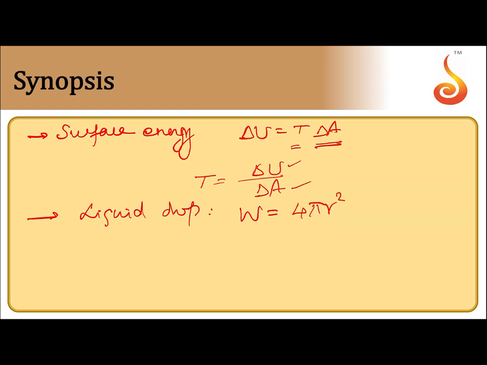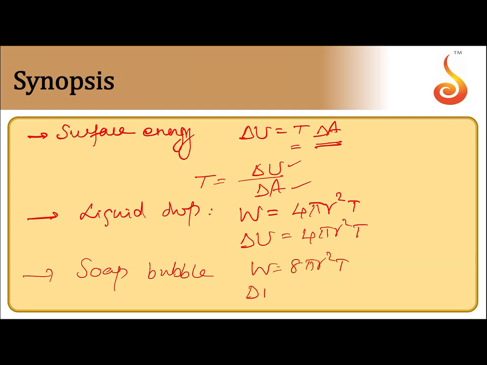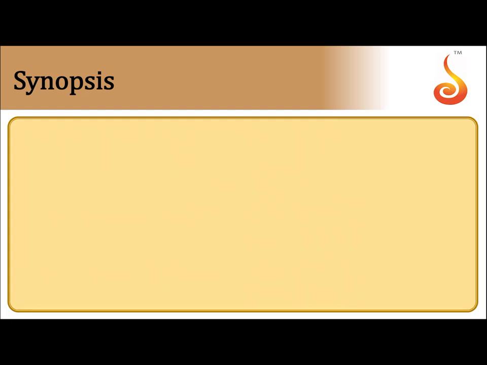4 pi r square T, or we can write corresponding increase in the energy is 4 pi r square T. However, for a soap bubble, this W is 8 pi r square T, or delta U is equal to 8 pi r square into T. Let us consider such a big drop. For example, here is a big drop whose radius is R, and we want this to be split up into n identical drops, each of radius r, say.